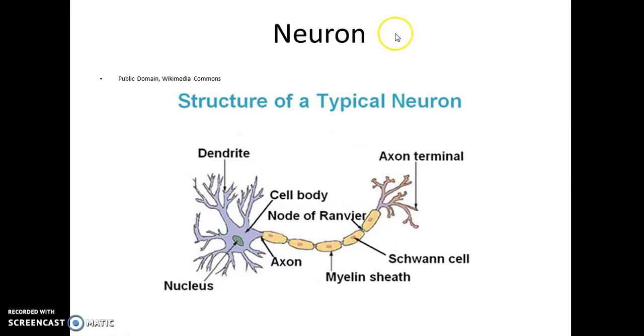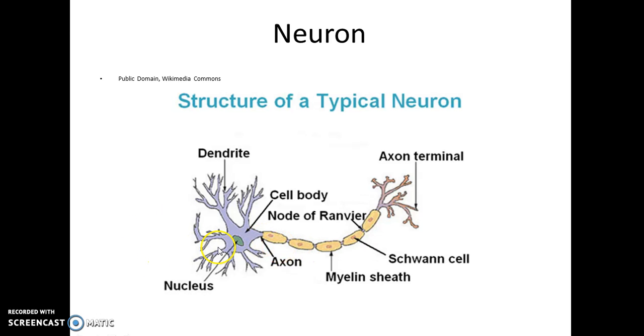We have the dendrites, which receive the impulse from the other neuron. I want to write that down. It receives the impulse from the other neuron. The nucleus contains the code, the DNA, you know that. The cell body is pretty much the cell which contains all of the organelles. The axon is this long thing that goes all the way down here. Now, the axon hillock is where the axon meets the cell body. The axon meets the cell body at the axon hillock.